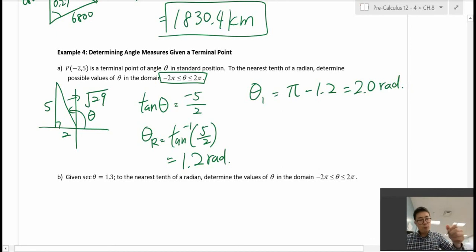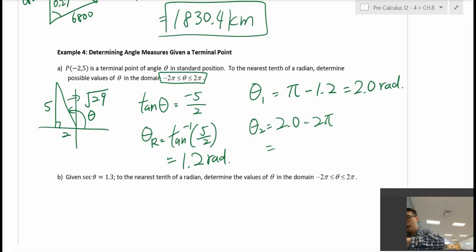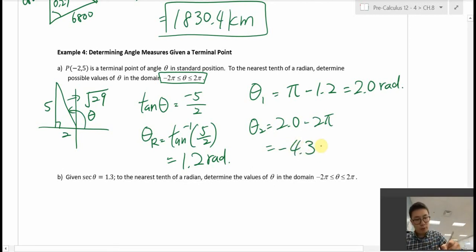Now because we're looking at between negative 2 pi and 2 pi, we can find more answers. Again, remember, we just need to find coterminal angles, which means we either add 2 pi or subtract 2 pi. But we are already at 2.0. If we add 2 pi, it's going to go beyond our domain. So we need to take 2.0 minus 2 pi. Be careful, don't actually use 2.0. Use the answer function on your calculator and take the answer that you got, minus 2 pi. You should get negative 4.3 radians. So these are your answers.